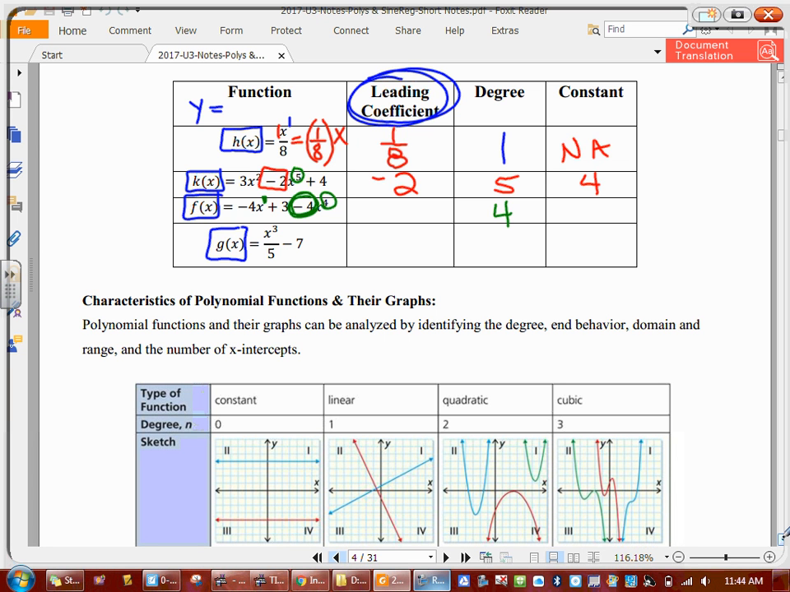The next one. Don't forget, there's a hidden 1 in front of that x. So that's actually 1 over 5 in front of x to the 3. And again, highest exponent is a 3. It's a cubic, degree 3. Do I have a constant? -7. There's another one I want you to write down.